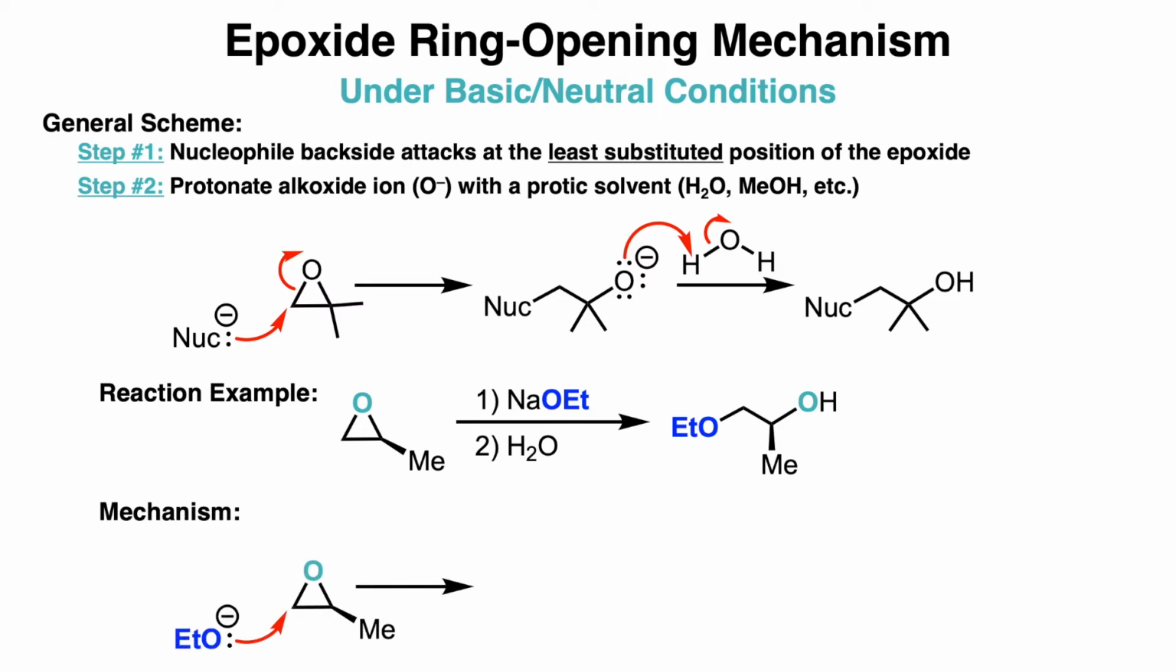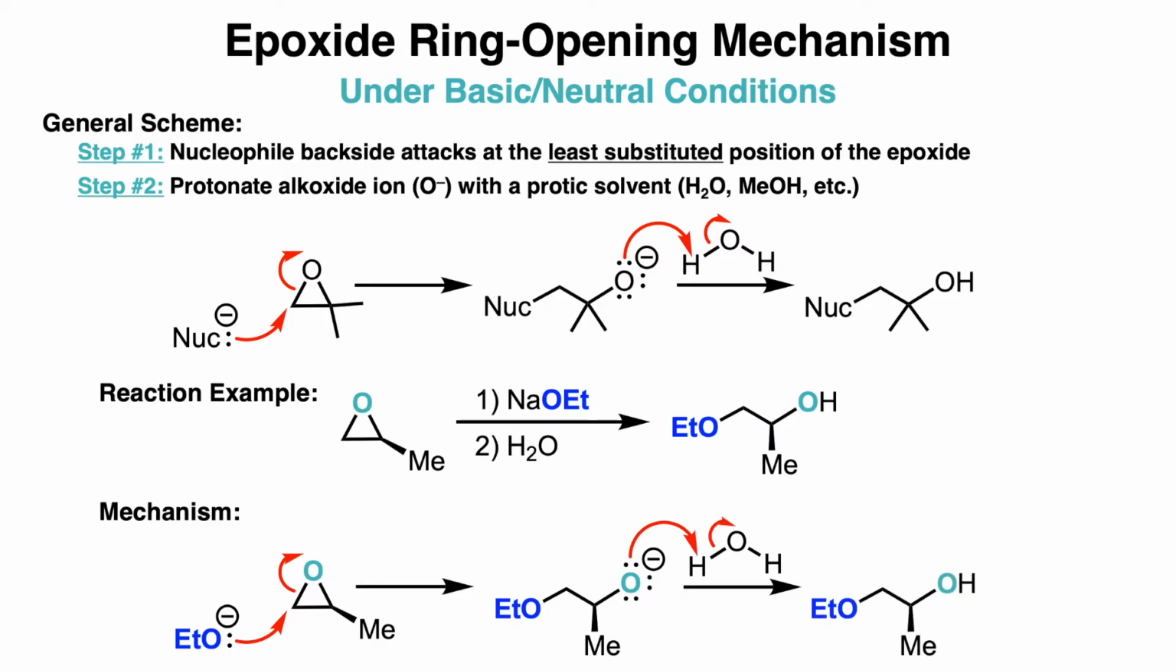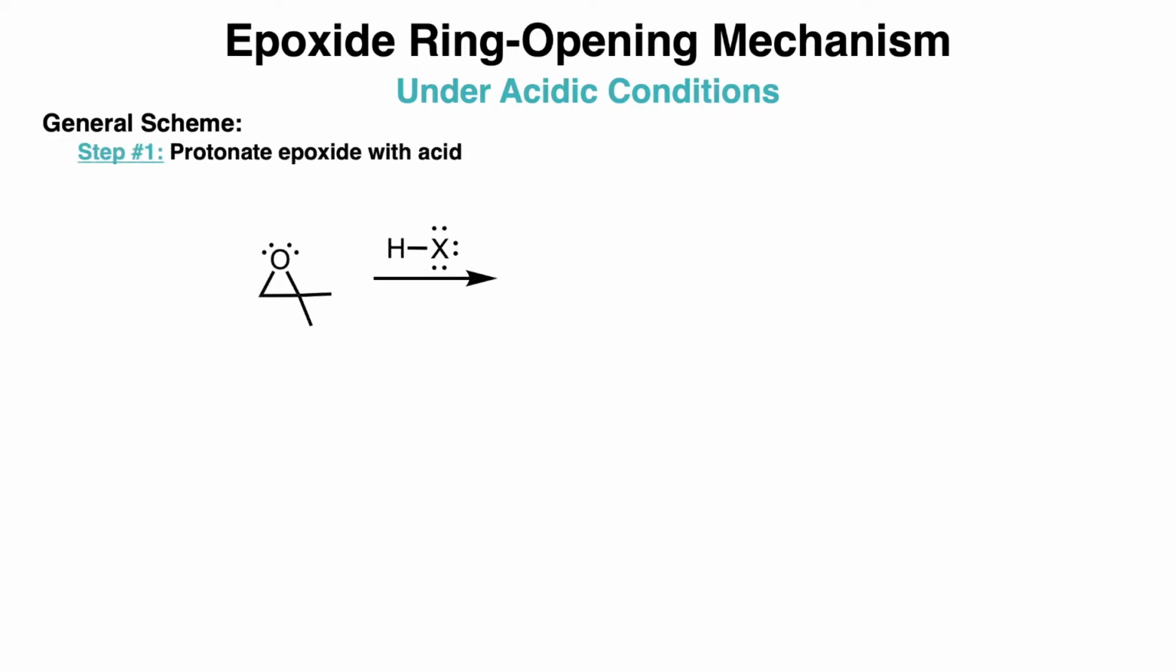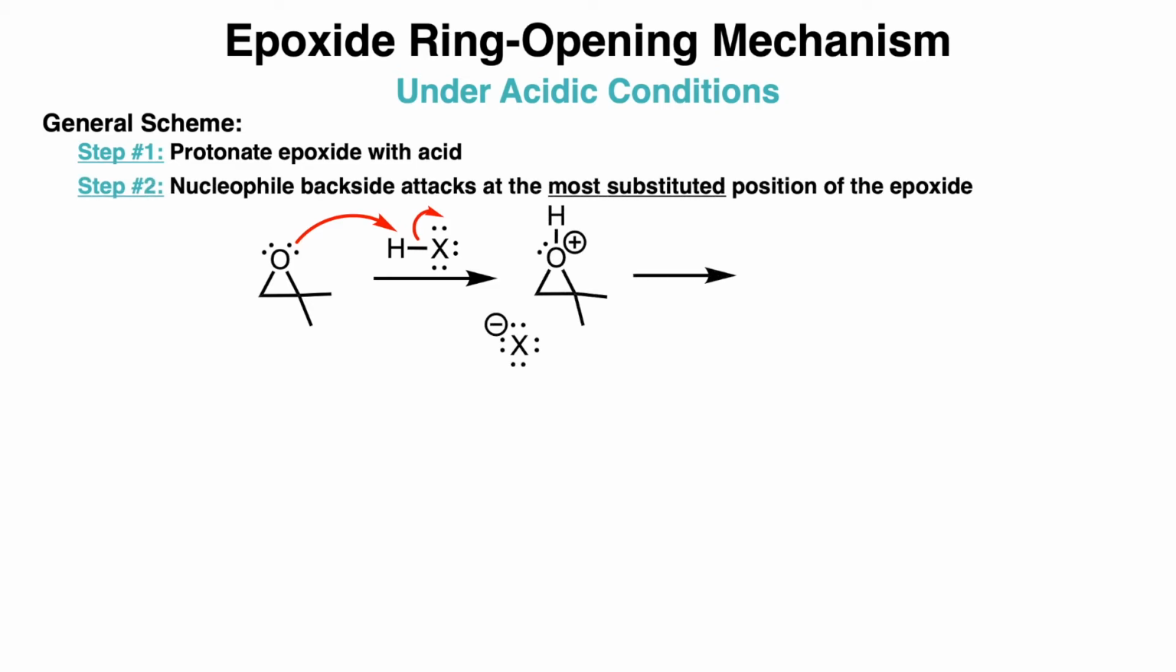The mechanism begins with the ethoxide nucleophile first attacking the less substituted side, and then the epoxide opens up. Then the O- gets protonated by water to form the product. Now, under acidic conditions, the first step of the mechanism is actually to protonate the epoxide with an acid. One of the lone pairs on oxygen grabs a hydrogen atom from the acid, and the bond forms a new lone pair on the halogen.